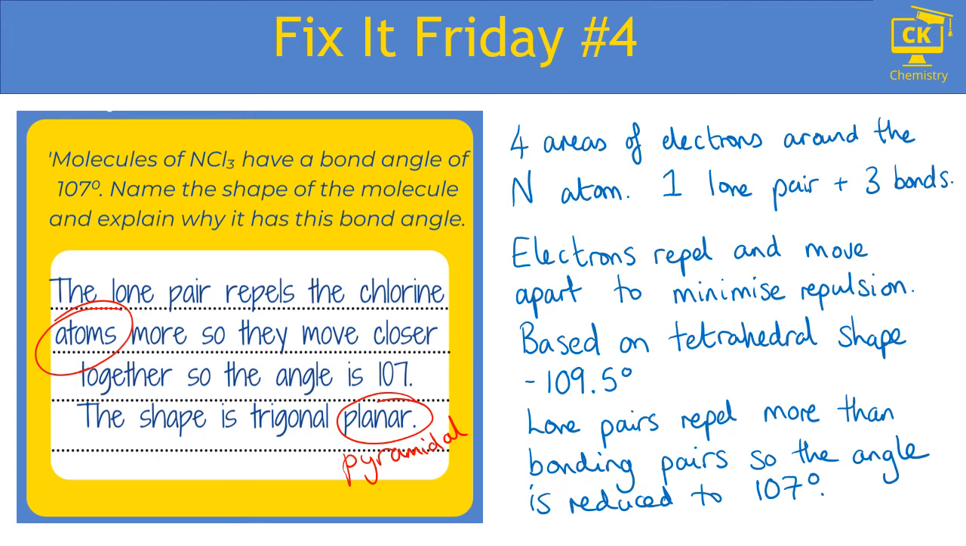So this framework can be used to answer any shape of molecule question. You need to get to counting the areas of electrons first. You need to establish how many lone pairs and how many bonds, and a double bond counts as just one area in terms of bonds. This phrase about electrons repelling and moving apart to minimize repulsion can be used in any question about any molecule or ion ever. And also you want to talk about what the shape was originally based on. Now, of course, if there are no lone pairs, then it will just be whatever the shape is, because if it's all bonds, we don't then need to continue talking about lone pairs repelling more than bonded pairs.